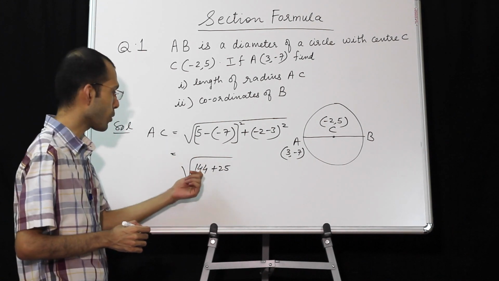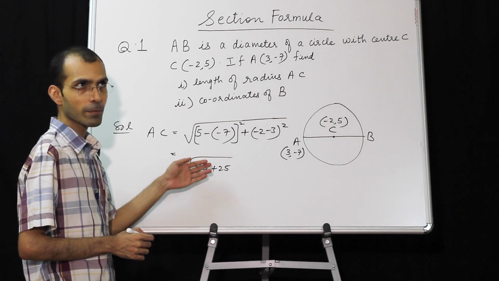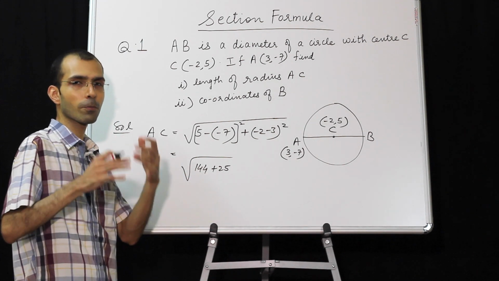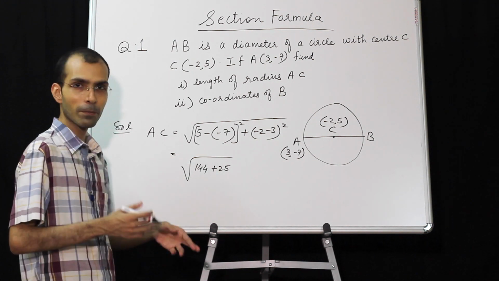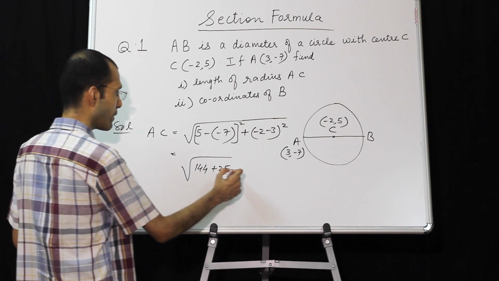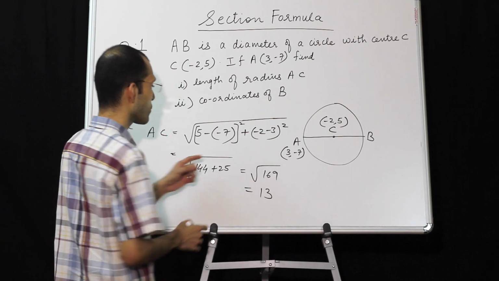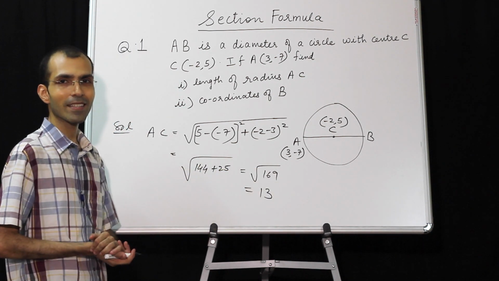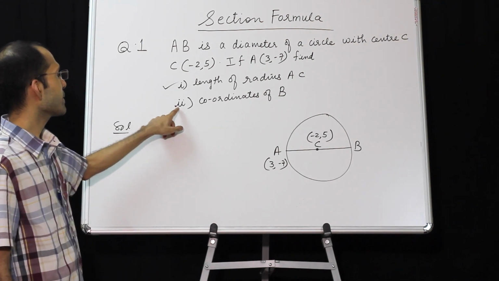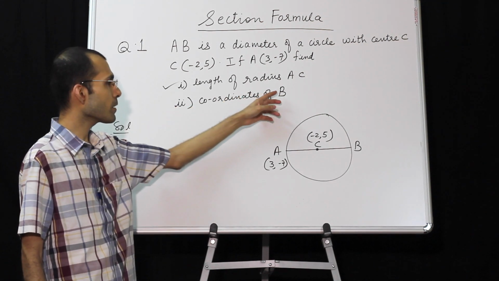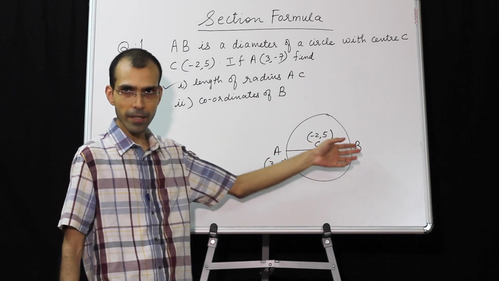Square root sign will not operate independently on each and every term because there is a plus. When there is a plus or minus sign, square root cannot operate independently on each and every term. Yes, that is true if it was multiplication or division. Here we will have to add and then take the square root. So square root of 169, that is 13. This completes your first part. Second subpart, coordinates of B. Now you may feel that CA and CB are equal.